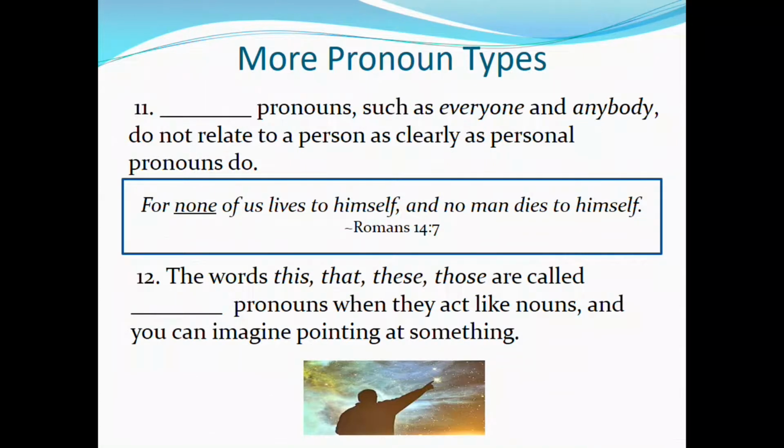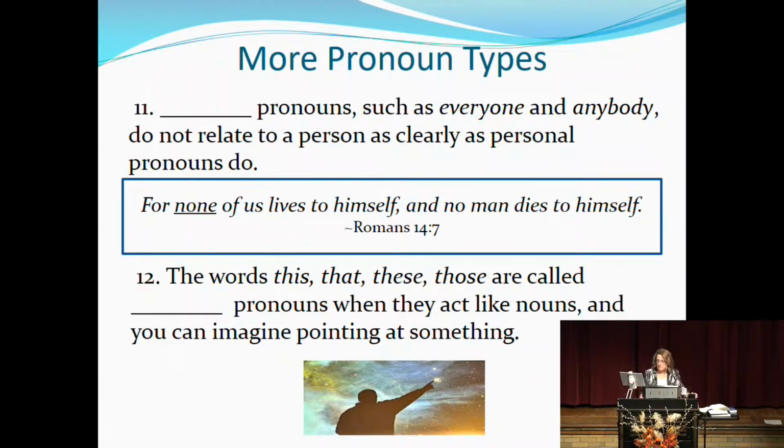What are the pronouns, such as everyone and anybody, that do not relate to a person as clearly as personal pronouns do? What are those referred to as? Indefinite. It says it right in its title, doesn't it? I'm indefinite. Not quite sure. I represent a number of different nouns, and I often sound like a lot of people, but you usually treat me as a singular as far as the number is concerned. So, for instance, from Romans 14:7, for none of us lives to himself, and no man dies to himself. There's an example of an indefinite singular pronoun.